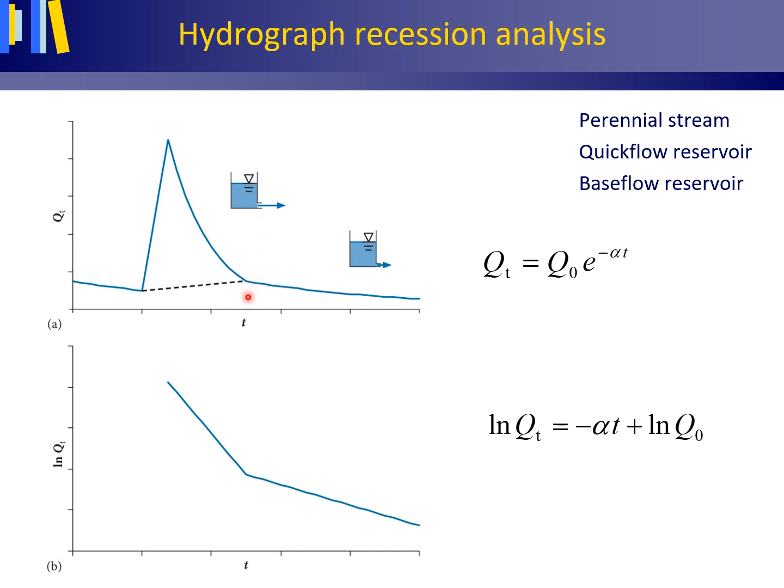At the separation point, the quick flow reservoir has emptied, and from then on there is only outflow from the base flow reservoir. As the outflow from the quick flow reservoir is dominant, the first part of the recession curve after the hydrograph peak can simply be interpreted as outflow from the quick flow reservoir alone.